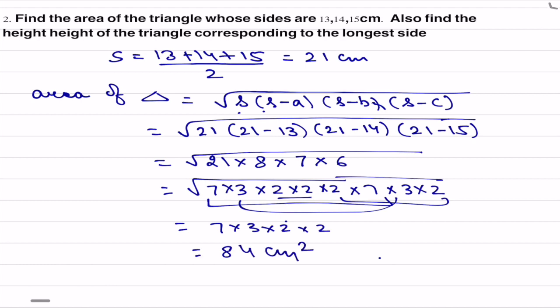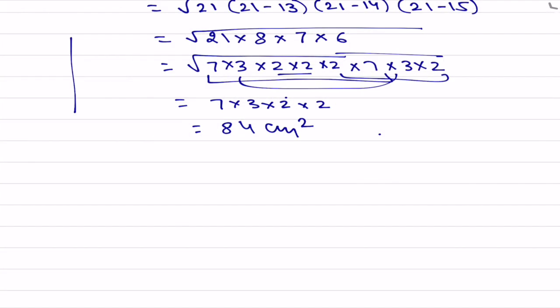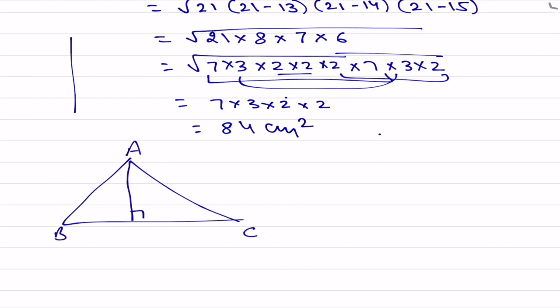Second part is also find the height of the triangle corresponding to the longest side. So we have to find out the height which is falling on the longest side. Corresponding to the longest side means the height is falling on the longest side of the triangle. So out of 13, 14, 15, which one is the longest side? 15. So height is falling on 15 centimeter. This height we have to find out.